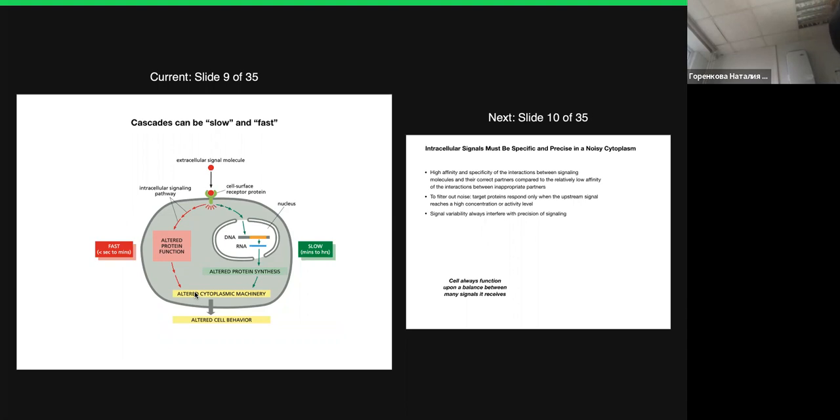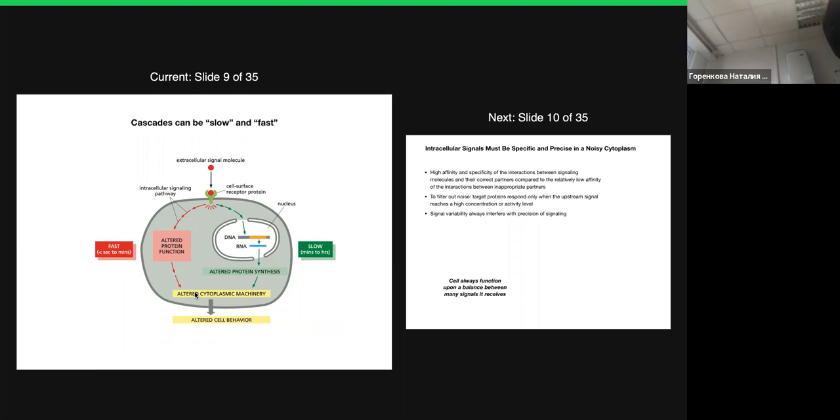But if you trigger gene expression, they're going to change the protein composition of the cell, and then they're going to change the cell behavior. To do it could take hours, but to see the final prolonged effect, it could be even days.